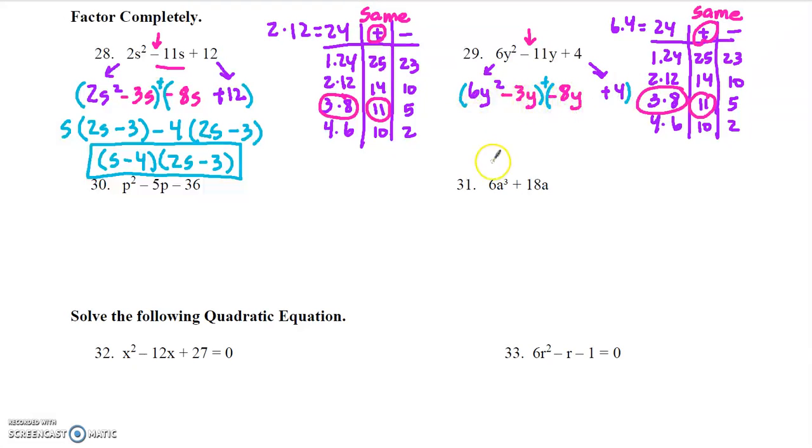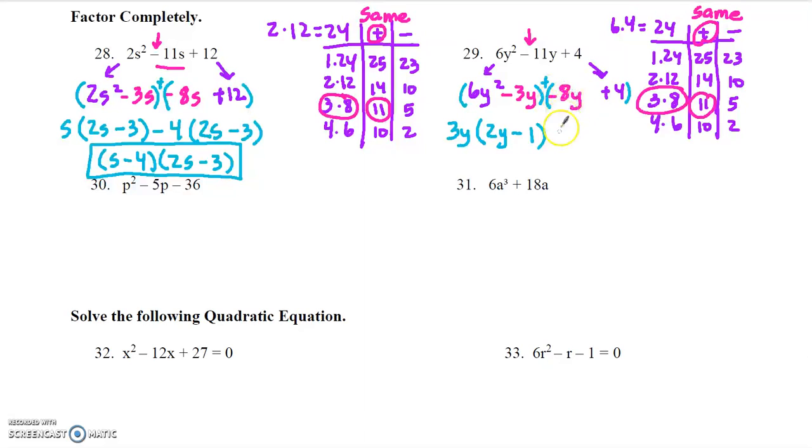And then factor out GCF. So greatest common factor out of this would be a 3 and a y. So 3y times what will give me 6y squared? Well, I'm missing a 2 and a y, minus 3y times what will give me 3y? That would be 1. And out of negative 8y plus 4, I can factor out a 4.